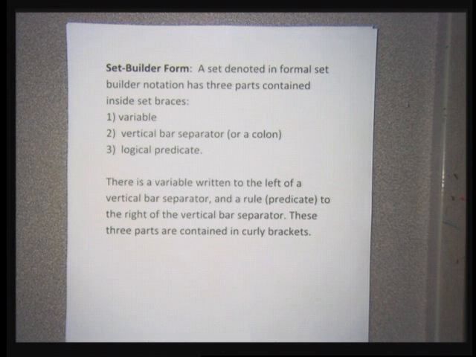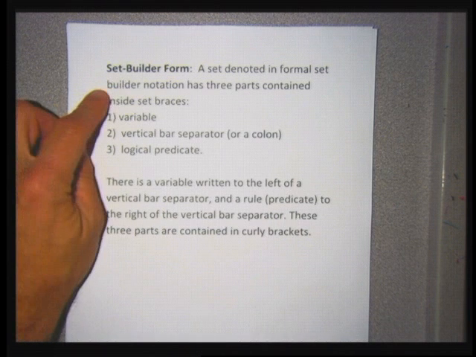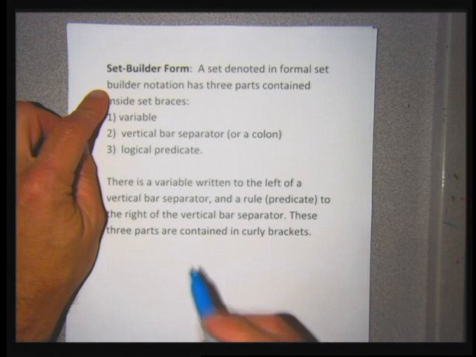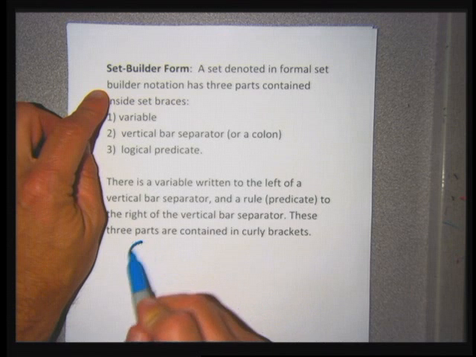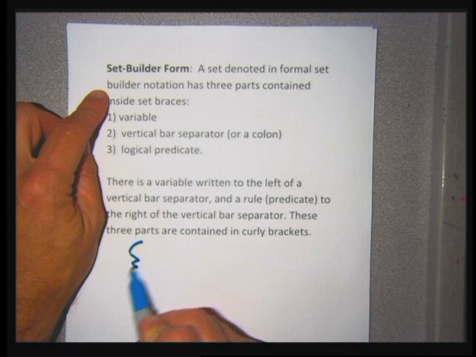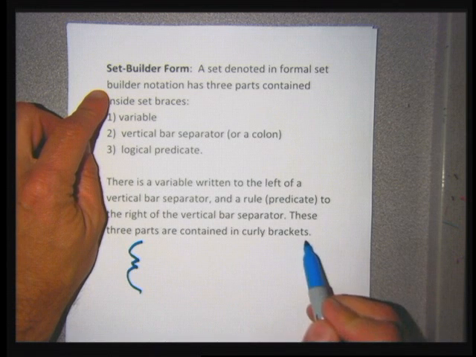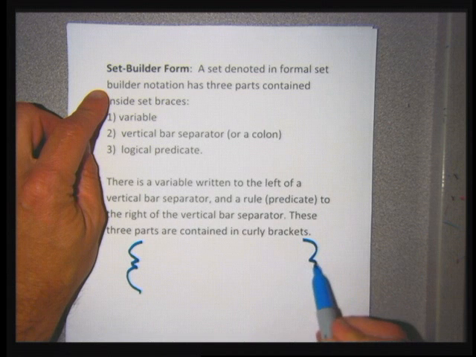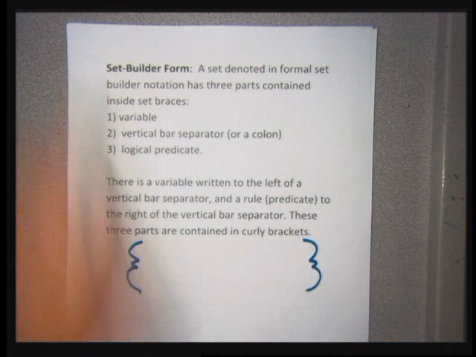Set builder notation is a real formal way to write a set. Mathematicians love it, and I'm not so sure why, but if you read higher level math books, you'll see set builder notation everywhere. Set builder notation has three parts contained inside set braces. I can hardly draw them, but that's a set brace. Sometimes we call them curly brackets.